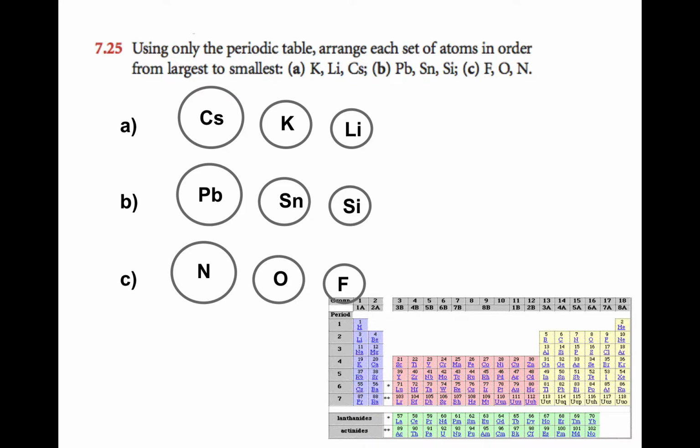If we're looking at fluorine, oxygen, and nitrogen, we're talking the same amount of shielding, and we're talking about more protons in the nucleus pulling, more effective nuclear charge. So the tightest, smallest cloud would be fluorine, and the biggest would be nitrogen. So that's the trend.